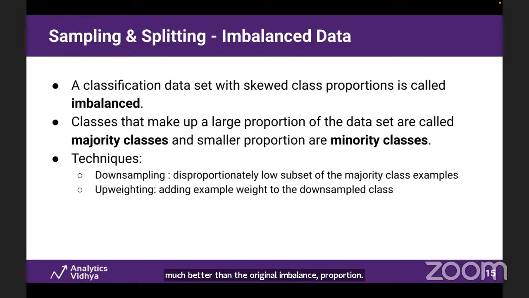Then you would upweight the downsampled class. So you have downsampled the majority class, then you apply weighting to it. You add weights to the downsampled class, and you might think, why would you want to add weight? Weight will define how the model treats that example. So if I apply a weight of 10 or 20, the model is going to treat the examples to which the weight is applied as 20 times more important than an example with a weight of, say, 1.